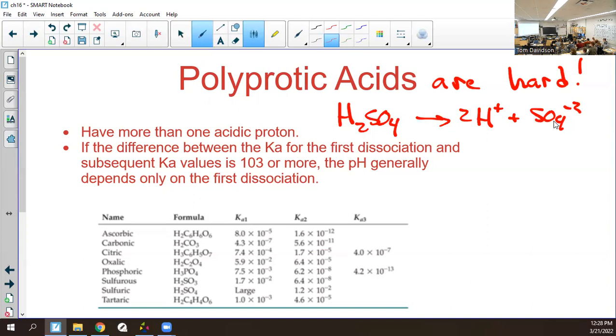So if the difference between the Ka for the first dissociation and subsequent Ka values is 10 to the third or more, the pH generally depends only on the first dissociation. Wait, so can't we just do the thing where we add and multiply? Yeah, I'm lost. What this is saying, and it works almost every time, is if there's a large difference, then just do it off the first Ka value.